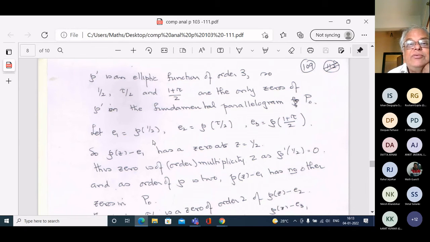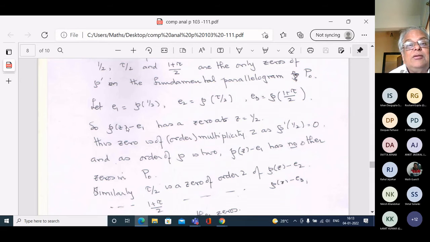Let E1 be P of half. So remember, P prime at half, tau by 2 and (1 plus tau) by 2 is 0. So I take the value of P at half, tau by 2 and (1 plus tau) by 2. Call these numbers E1, E2, and E3. Now P(z) minus E1 has a 0 at z equal to half. That's what I'm saying. E1 is P of 1/2. So this has a 0 at z equal to half.